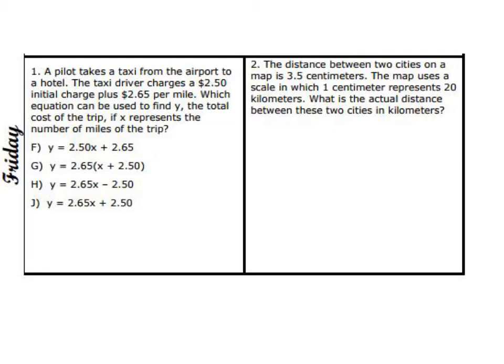Yeah, it is $2.65 because it's telling you that it's per mile. Whenever you have that, that means that's going to be your coefficient. Now, if you think about it, it says there's a $2.50 initial charge. Well, this word initial is your initial amount. It's the amount that they started off with.